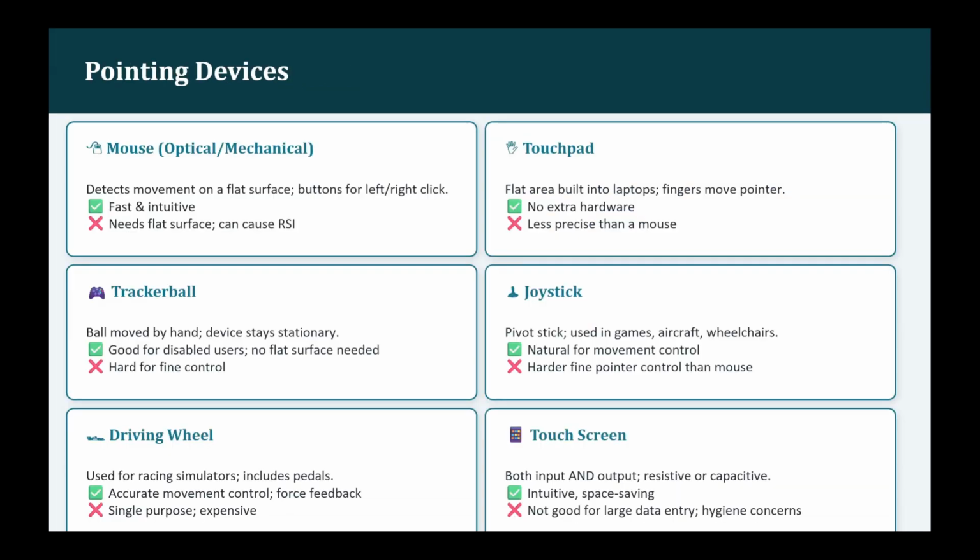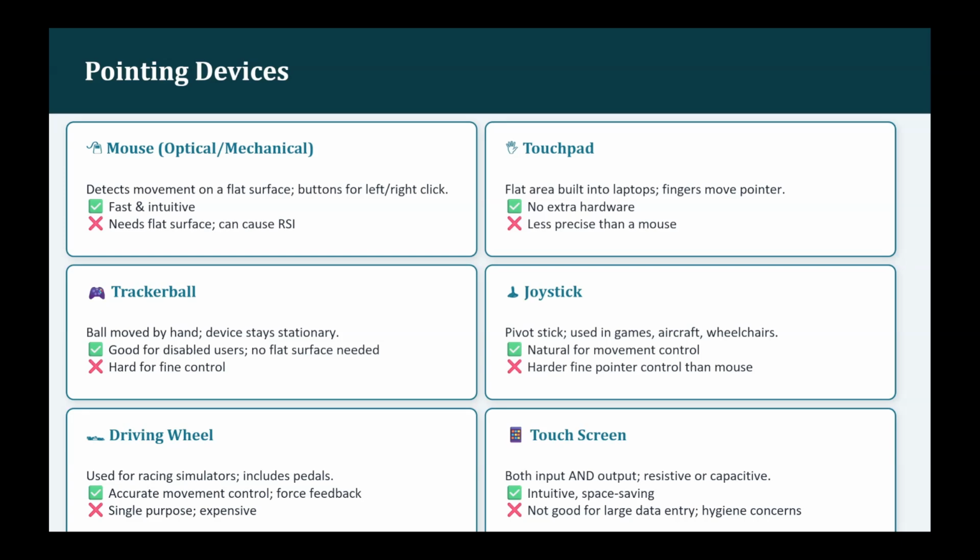Then we have pointing devices, another type of input device. A mouse is a pointing device, a touchpad is a pointing device, a tracker ball is a pointing device, and so are joysticks, driving wheels, and the famous one, touch screens. Each of these has advantages and disadvantages. A mouse detects movement on a flat surface, with left and right click buttons. It is fast and intuitive, but it needs a flat surface and it can cause RSI.